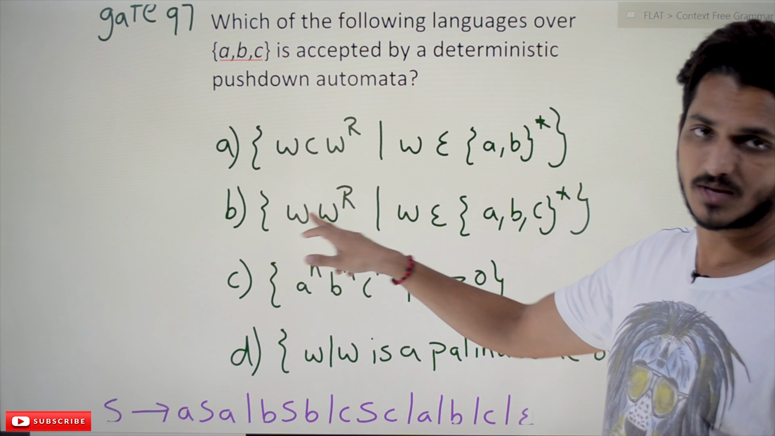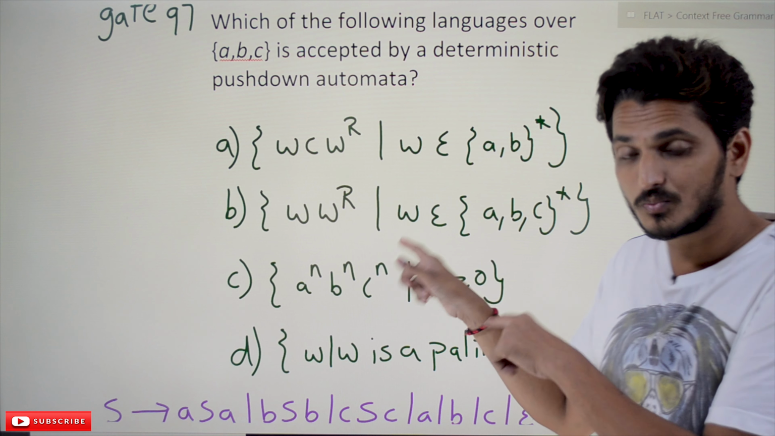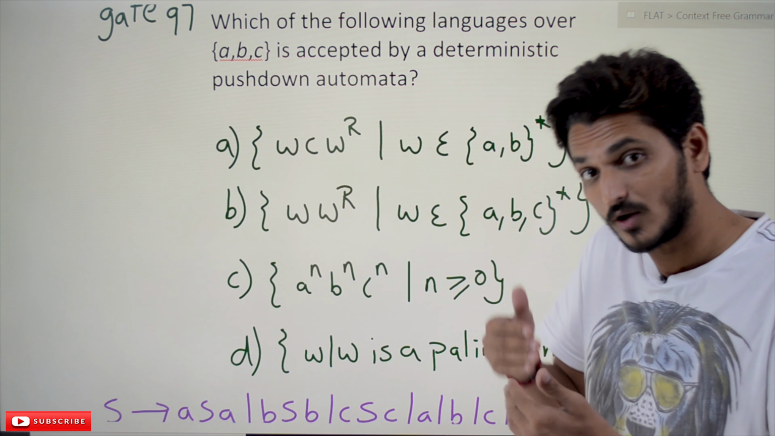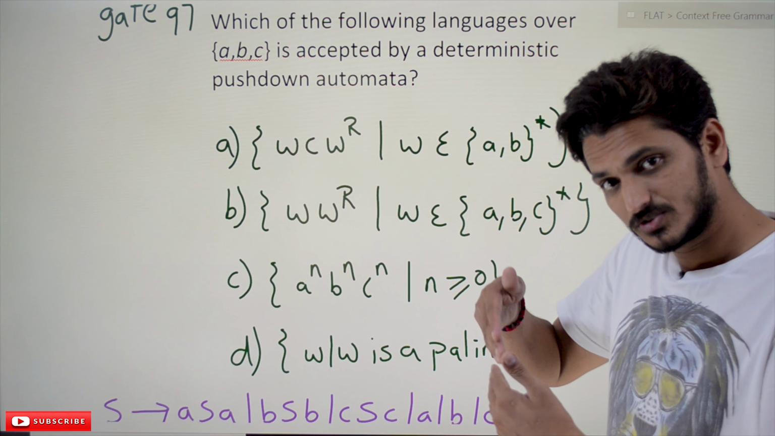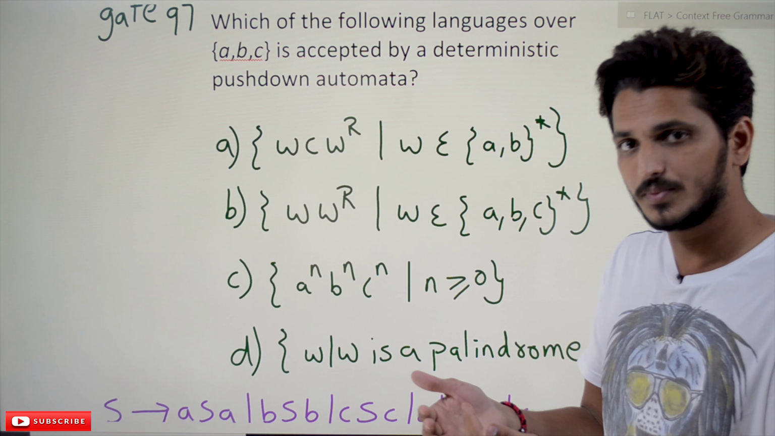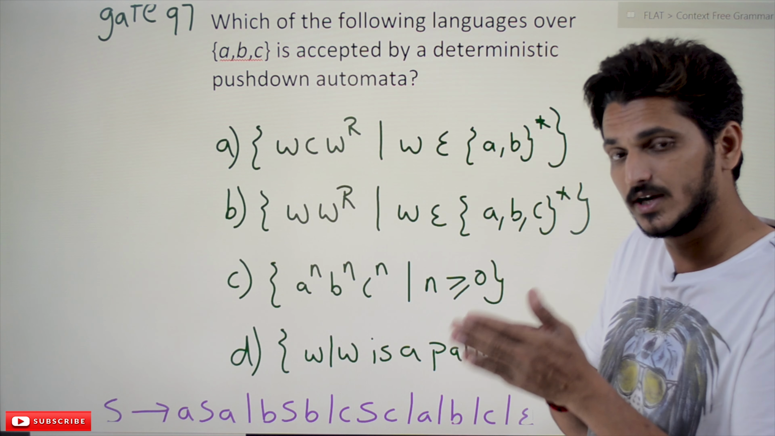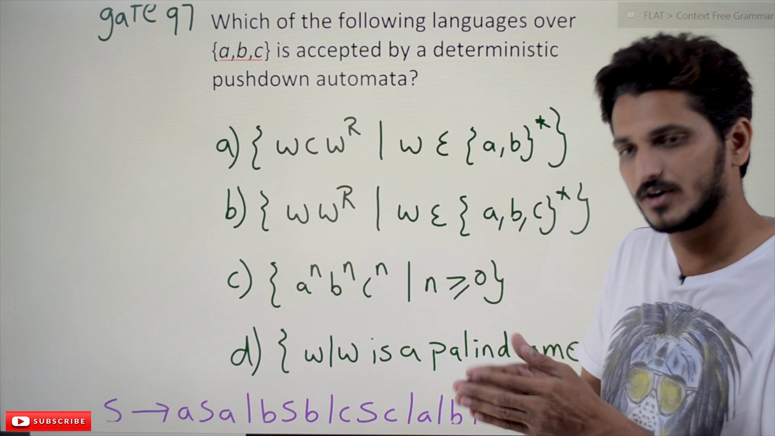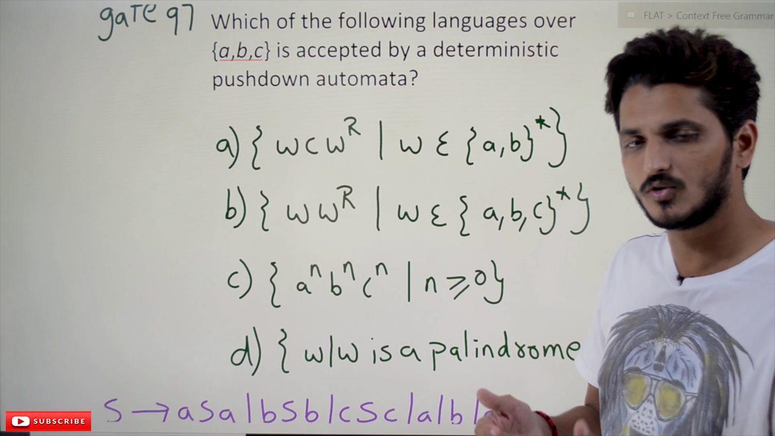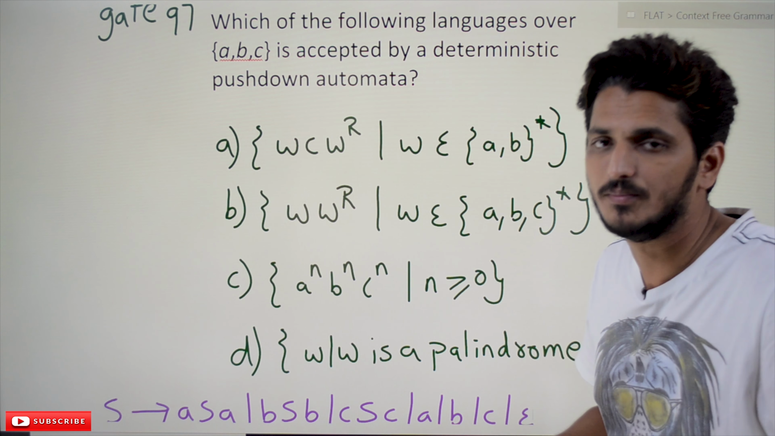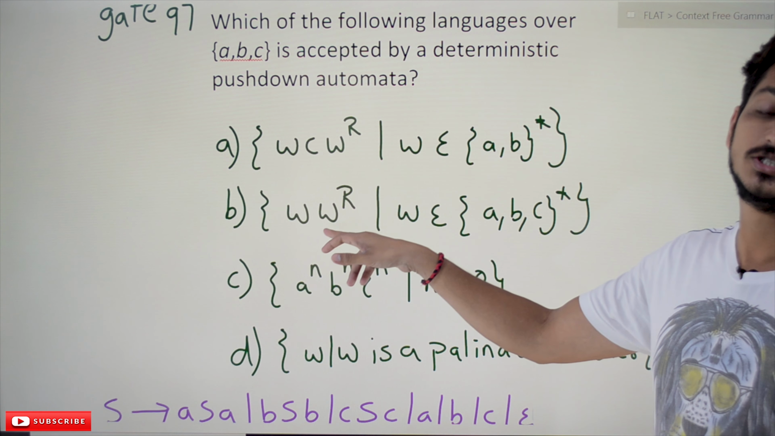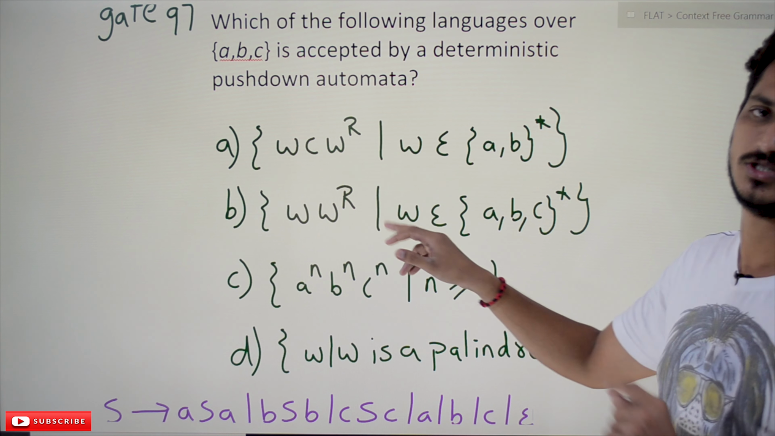Similarly, we discussed this example w w power R, which is not possible using deterministic pushdown automata because we don't know where we have to stop. The string is in the middle, so we have to stop in the middle, and we don't know how to stop in the middle. That's why one pushdown automata is going to check thinking that this is the middle, and another is going to check thinking that this is not the middle. That is how this works. That's why this is not a deterministic pushdown automata. This is a non-deterministic pushdown automata.